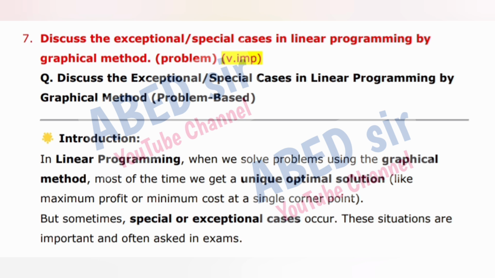Introduction. In linear programming, when we solve problems using the graphical method, most of the time we get a unique optimal solution, like maximum profit or minimum cost at a single corner point. But sometimes, special or exceptional cases occur. These situations are important and often asked in exams.